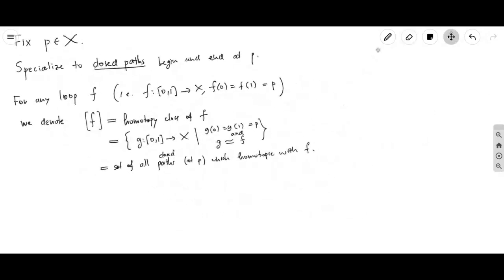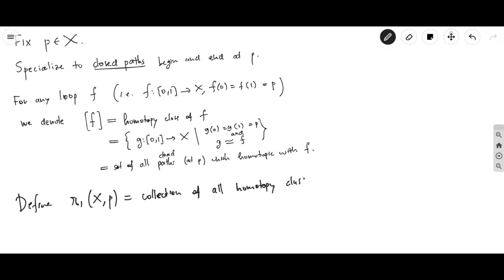Okay, and what we do next is we define the fundamental group of X at P. This is going to be the collection of all homotopy classes. So you would write that the homotopy class of F is an element of the fundamental group. That's just one of the elements. The other elements would be the other homotopy classes.